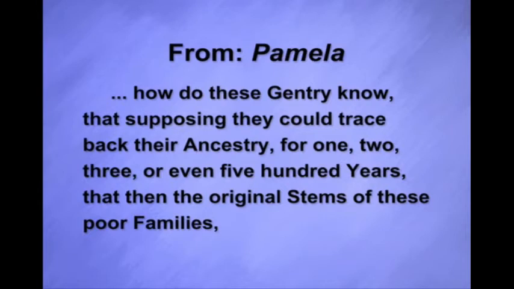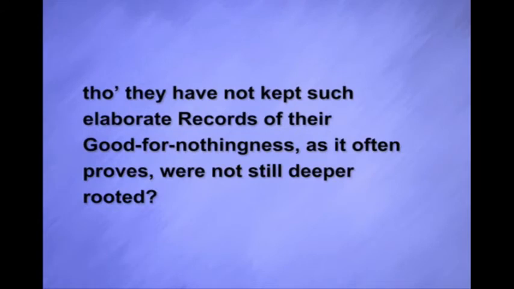How do these gentry know that supposing they could trace back their ancestry for one, two, three, or even five hundred years, that then the original stems of these poor families, though they have not kept such elaborate records of their good-for-nothingness, as it often proves, were not still deeper rooted? So think about what she's asking there. If you go back a century, two, three, five, how do you know that the families on top currently at the moment were the families on top back then? These things change, right? We don't always think about those changes. The people at the top don't like us to think about those changes, but they happen.